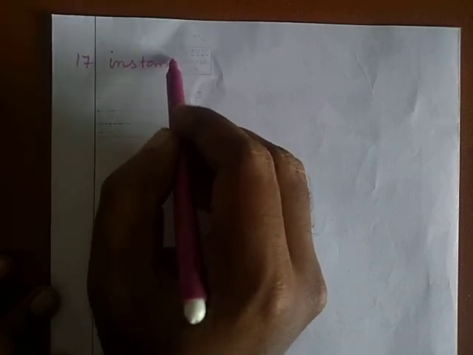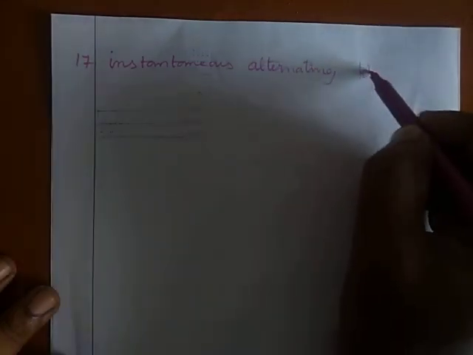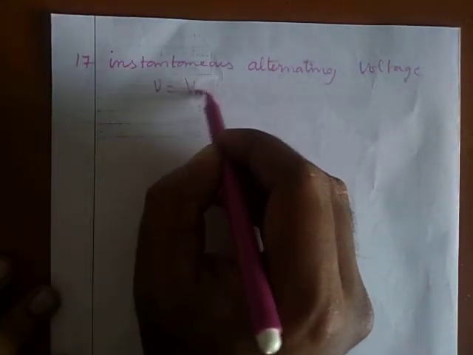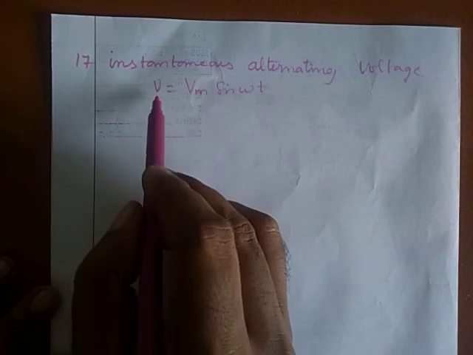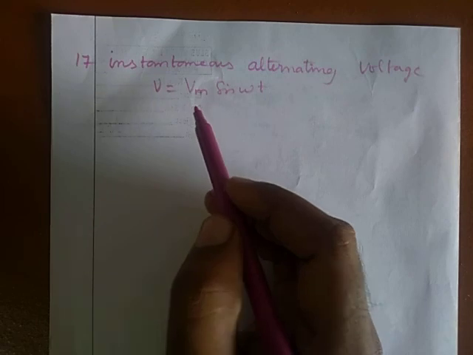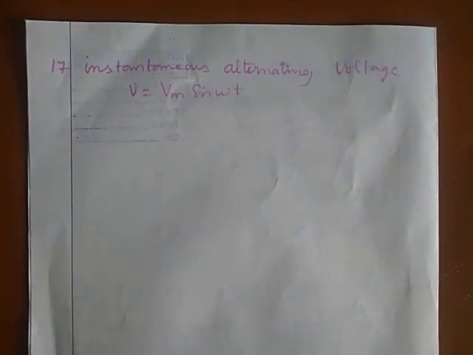Okay, then the 17th one, instantaneous value of alternating voltage. That is v is equal to Vm sin omega t. Here we know small v represents the instantaneous alternating voltage, capital Vm represents the peak voltage, and omega is the angular velocity.